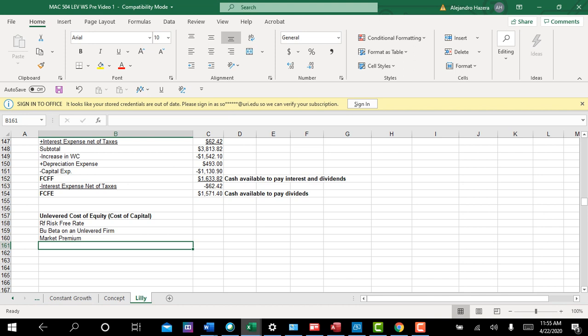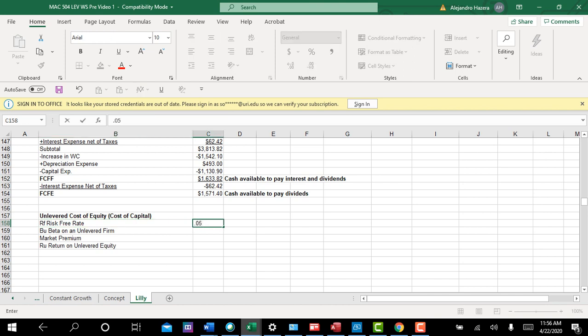Okay, and finally, this is going to be the result of the formula. So this is going to be RU, which is the return on unlevered equity. Okay, now let's just go ahead and make some assumptions. Let's assume, and the example goes back to around the year 2000, when the risk-free rate was about 5%. Okay, and I'm just assuming this. This is assumed.